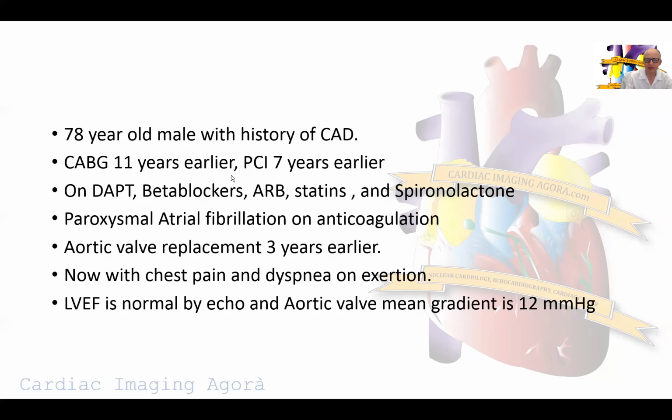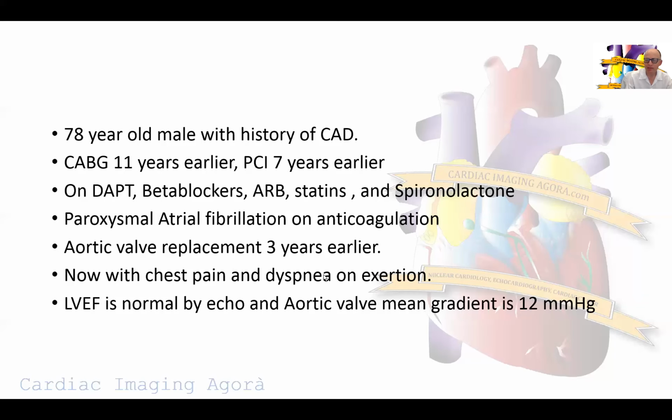The patients have disease. So, a 78-year-old male with history of CAD. I saw this patient in the past few days. He had a bypass 11 years earlier, PCI 7 years earlier. He was on dual antiplatelet therapy, beta blockers, ARBs, statins, and spironolactone. He has a history of paroxysmal atrial fibrillation on anticoagulation, on NOACs. He had an aortic valve replacement 3 years earlier. At that time, his grafts were patent.